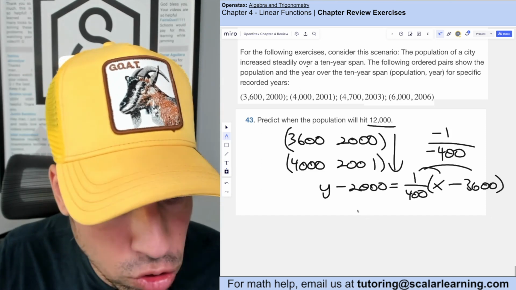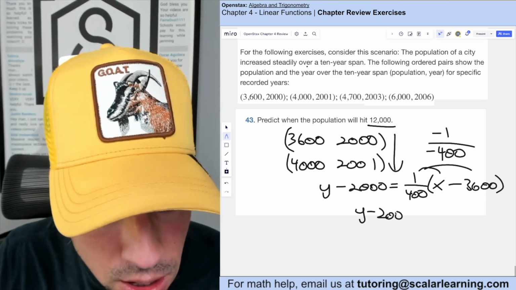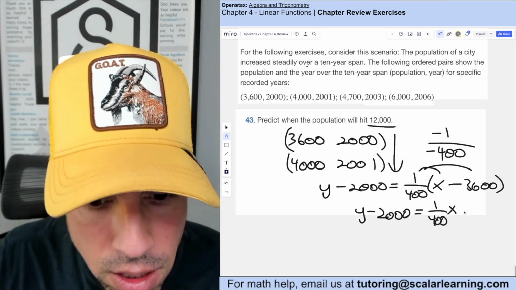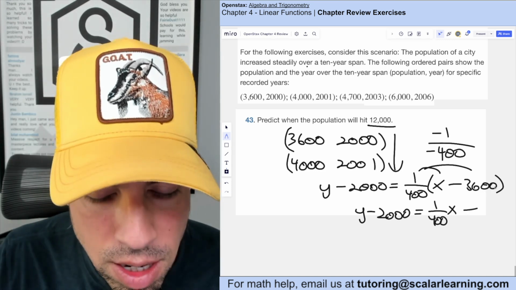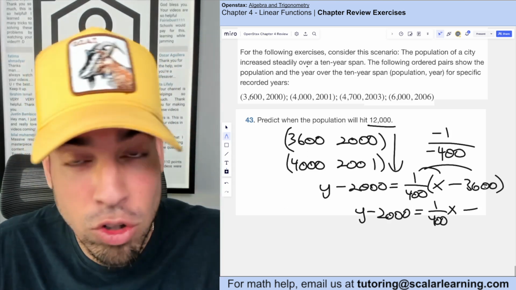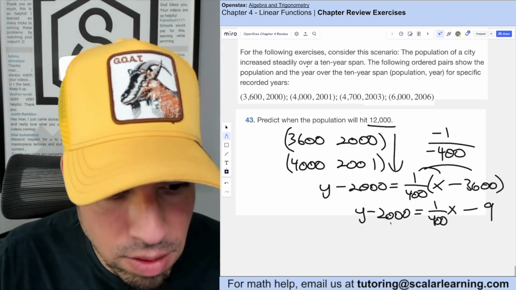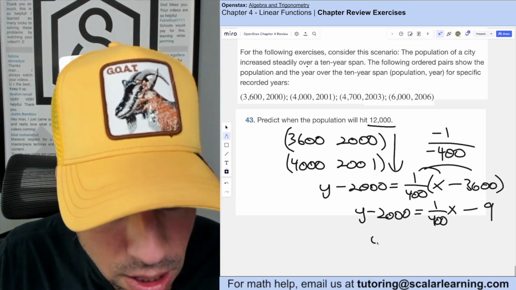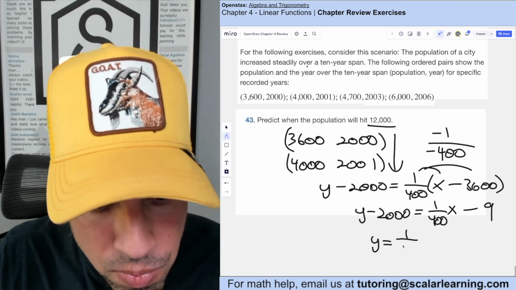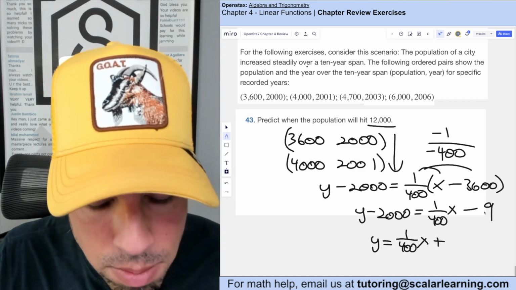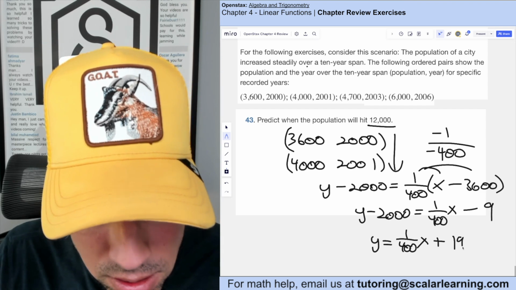We're going to distribute. Y minus 2,000 equals 1/400x, and then 1/400 times negative 3,600. That's 3,600 divided by 400, or 36 divided by 4, which is 9, or negative 9. Last but not least, we'll add 2,000 to the other side. Y equals 1/400x plus 2,000 minus 9, which is 1991.